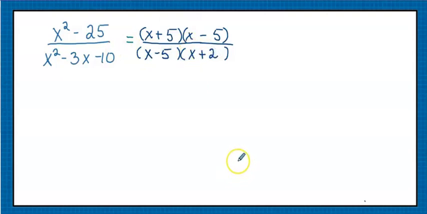So now we are at the point where we can cancel out like factors in the numerator and denominator. And I see I have an x minus 5 here and an x minus 5 here. So what I can do is just mark them out. Just cancel them out. And then my answer is going to be x plus 5, because I don't have anything else I can cancel out, over x plus 2.